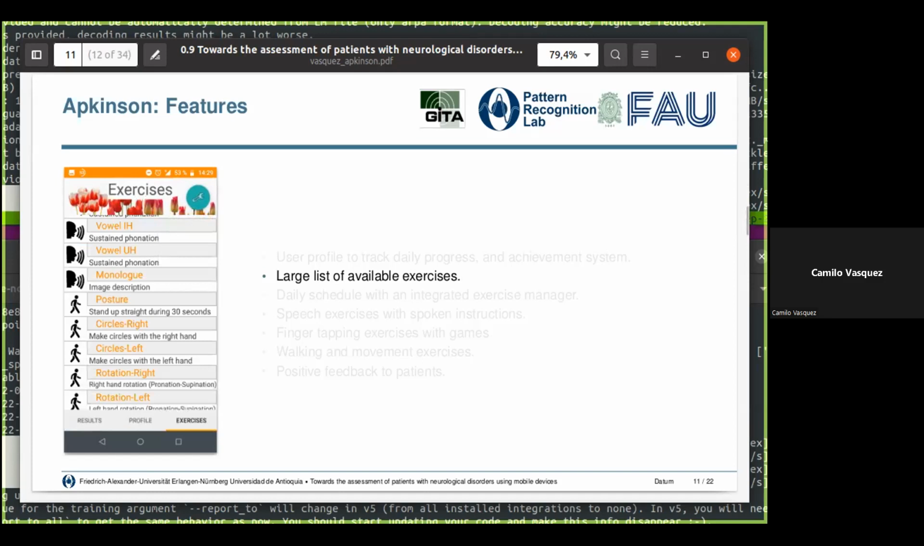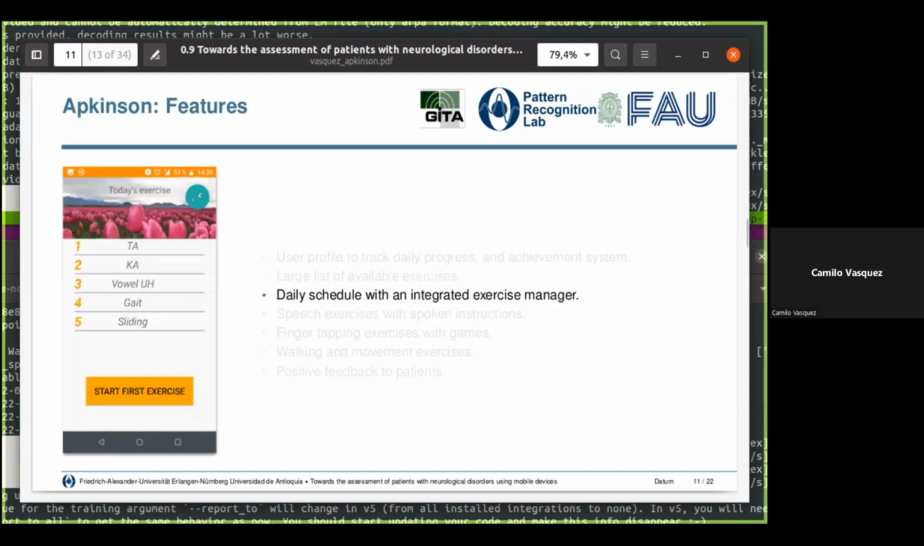Yeah, there is a large list of available exercises that the patients can perform at home. There are at least 32 exercises regarding speech, movements, and finger tapping. Apkinson incorporates a daily schedule system with an integrated exercise manager to select a group of 5 or 6 different exercises that the patient has to perform every day, combining different speech and movement.